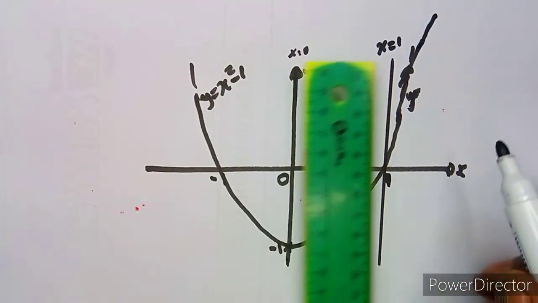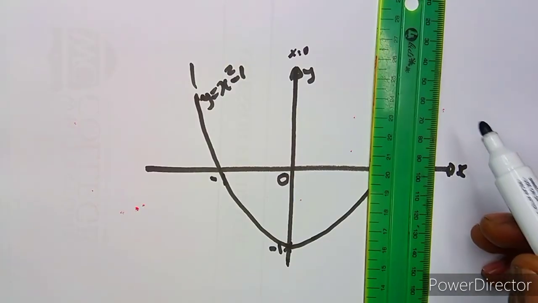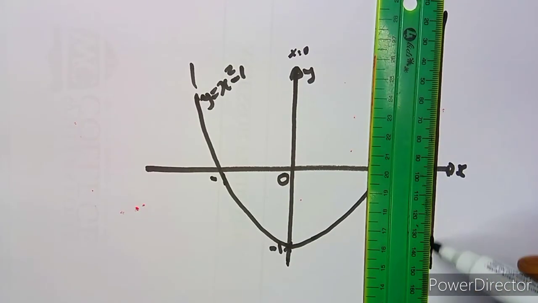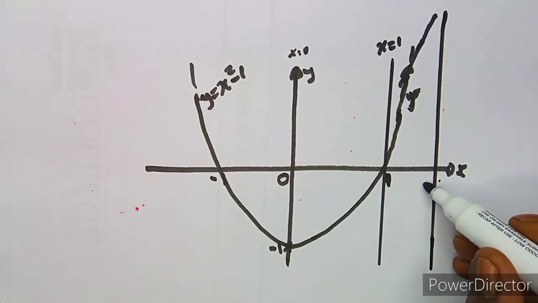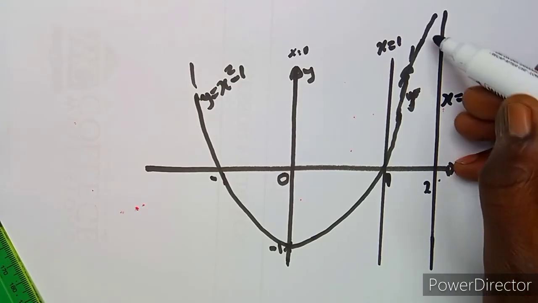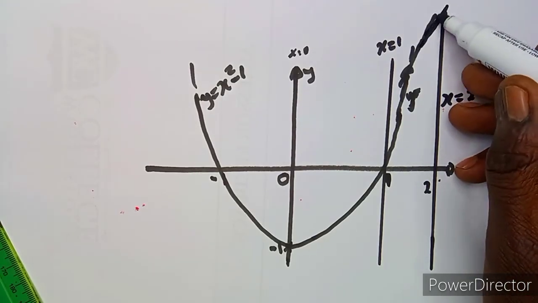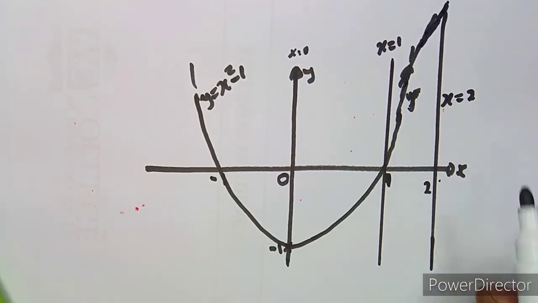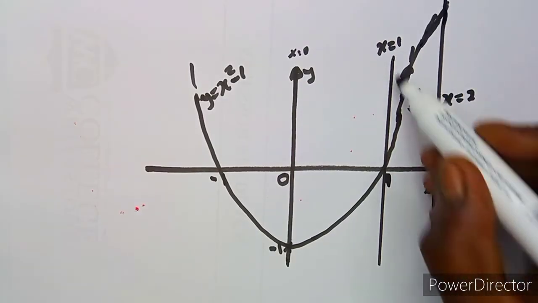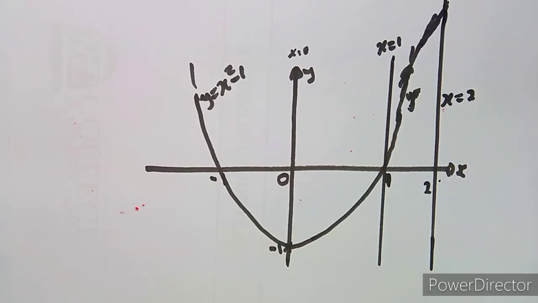Then x is equal to 2. Let's just say it's somewhere here. All right, let's just say this is our 2. So this will be x is equal to 2. This must join, guys. Don't worry, it's because of this sketch, but it must join, like that. So this is where we have the position that we are going to find the area.